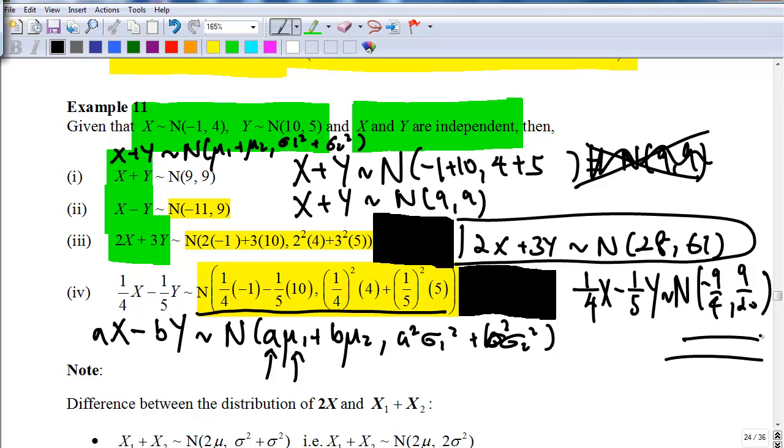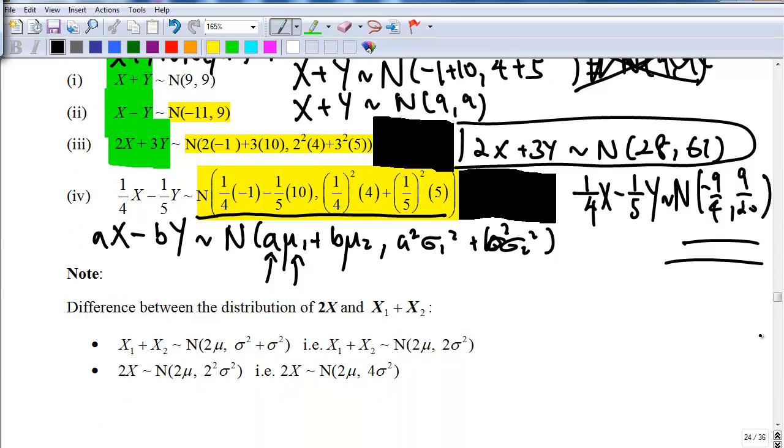Done. Now it's important to make a distinction between 2X and X1 plus X2. Now X1 plus X2 is two different X values considered together. 2X is the same X value considered twice. So they are actually not the same.